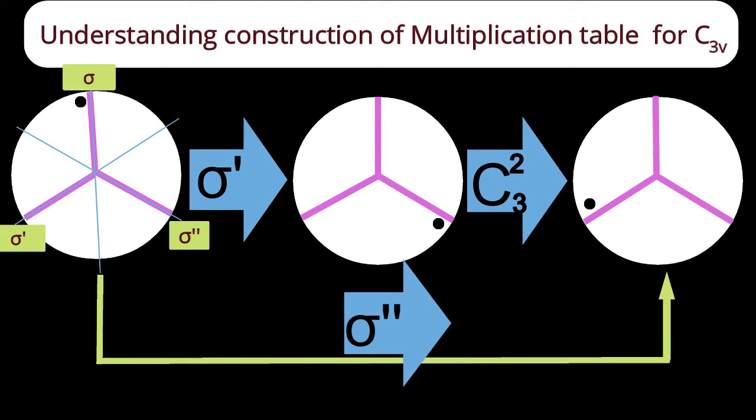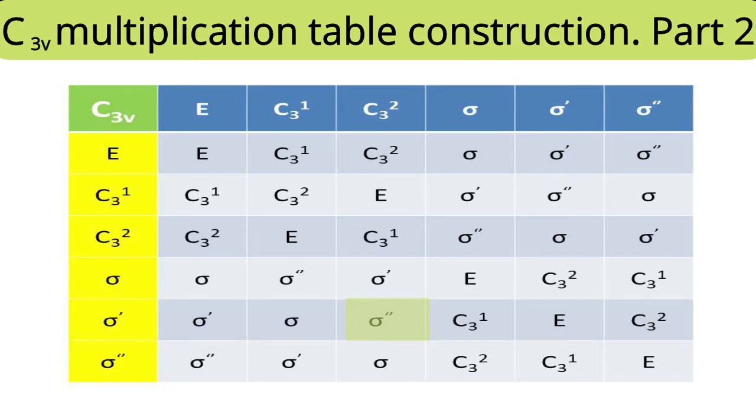Conclusion here is sigma dash into C32 is equal to sigma double dash. That's our finding. But let us see what the multiplication table says. Let us validate our result. Sigma dash into C32 is equal to sigma double dash. Yes, our multiplication table says the same thing. Let me construct now the next point. Sigma double dash into C31.